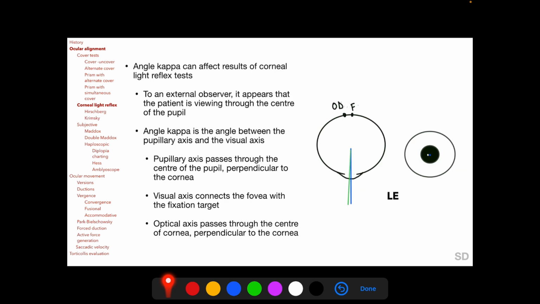Now we'll once more digress from the main topic and discuss angle kappa. Angle kappa can affect results of corneal light reflex tests. To an external observer or an examiner, it appears that the patient is viewing through the center of his or her pupil, and angle kappa is the angle between the pupillary axis and the visual axis. The pupillary axis, as represented by the blue line here, passes through the center of the pupil and is perpendicular to the cornea. The visual axis connects the fovea with the fixation target.